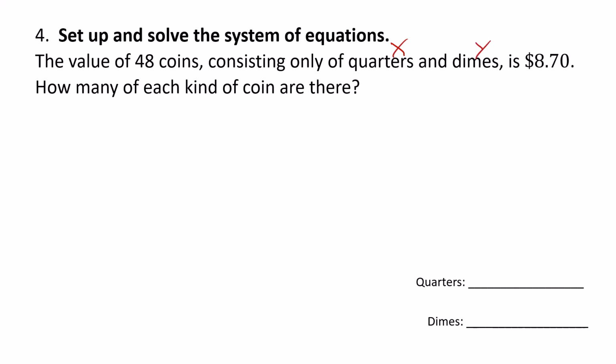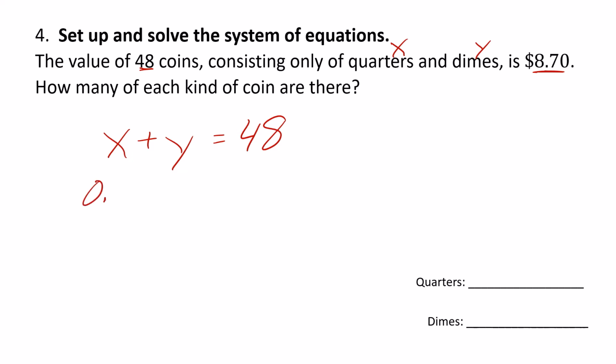So for this one, we know we have 48 total coins, so I need a sum statement with the x's and y's that would create that. So that should just be the sum of those two things. X plus y should add up to 48 total coins. And then the values of each, I should be able to kind of multiply by each of those to see what adds up to the total amount that they gave us, $8.70.